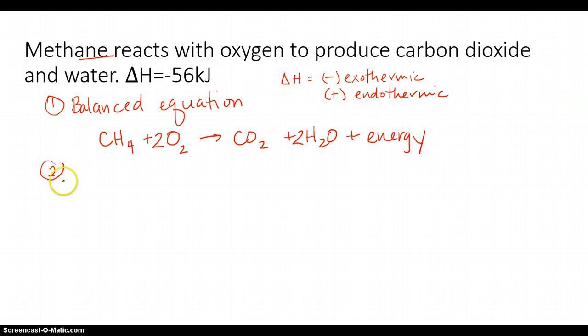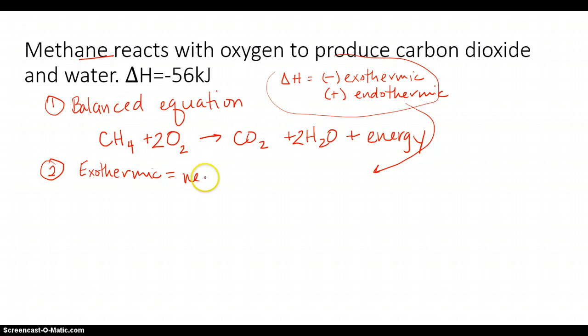The second part is to explain why it's exothermic. Well, exothermic is the type of reaction I would expect, and I know that because of this answer right here. So I can place that right underneath there. That negative number tells me that it's exothermic.